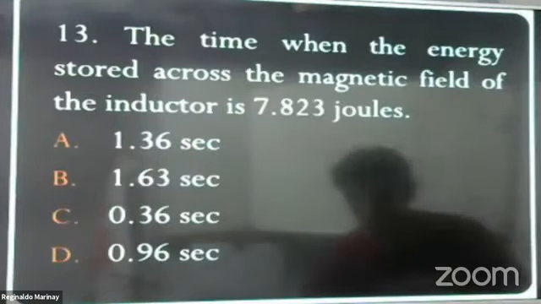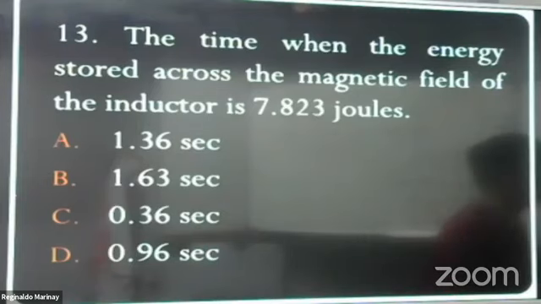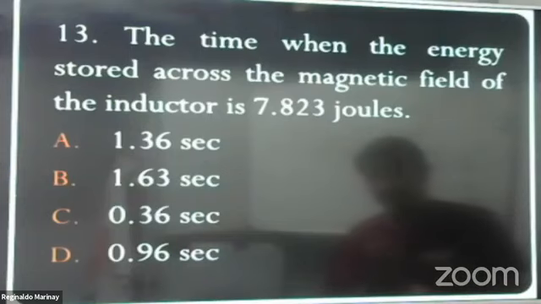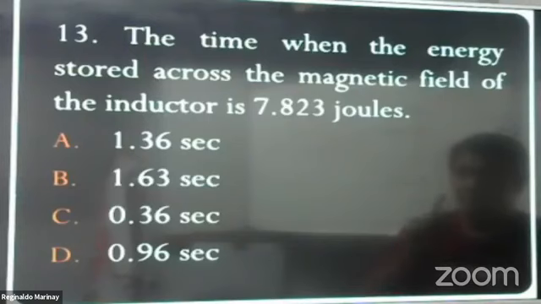Number 13, before we have our break. Let's go to number 13. After this, we'll be having a short break. Partner, please ready the PowerPoint. The time when the energy is stored across the magnetic field of the inductor is 7.823 joules. So what is the time when the energy is stored in the inductor?